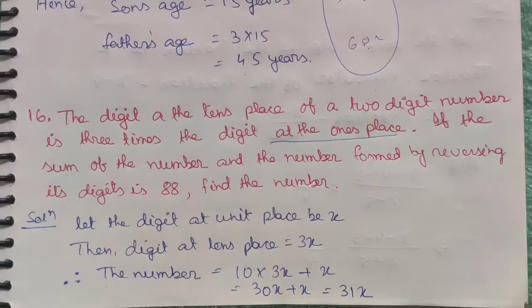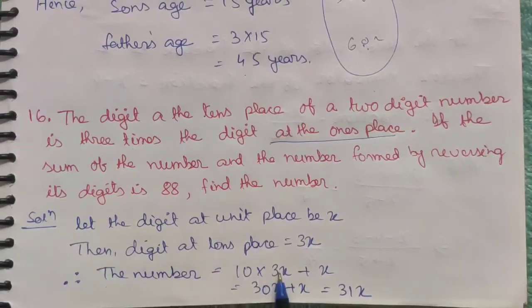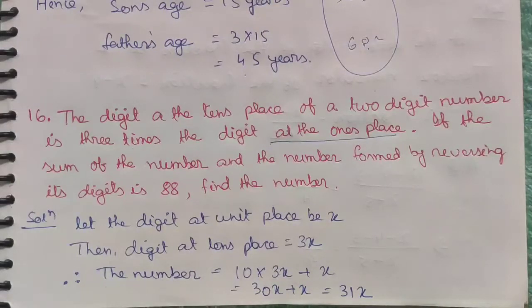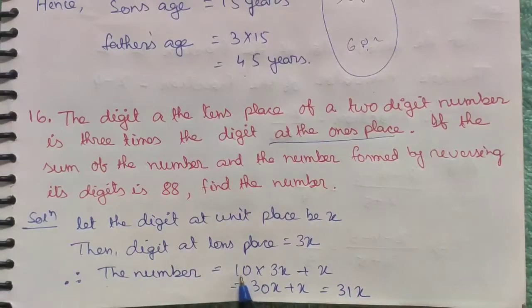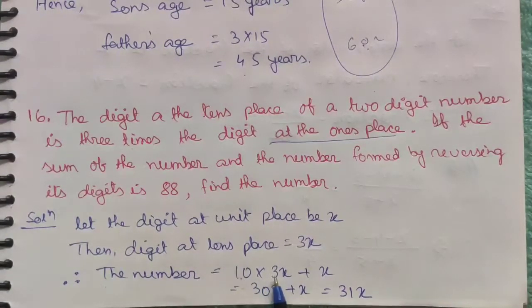Now in this case we have to recall some facts from chapter number 5. That is, we have done their generalized form. Clear? So now if we express them in generalized form, it will be what? 10 into 3x, right? We have multiplied the number which is in tens place with 10, and the number which is in ones place with 1. So I have expressed this number in generalized form, right? So 10 into 3x plus x, it will be what? 30x plus x, that is 31x. That means our 2-digit number is 31x, right?